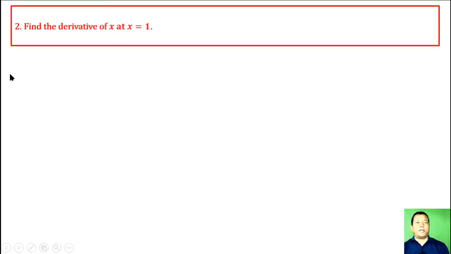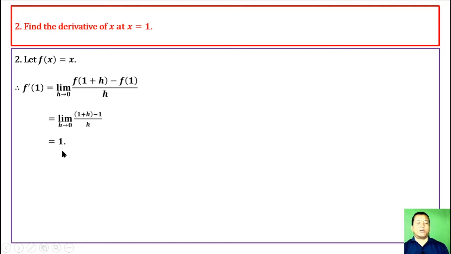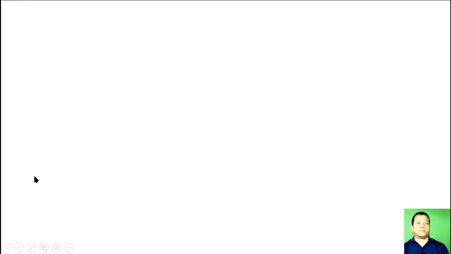Question number 2. Find the derivative of x at x equal to 1. Let f of x equal x. Therefore, f dash of 1 is the limit of f of 1 plus h minus f of 1, divided by h, as h tends to 0. The function value of f of 1 plus h is 1 plus h itself, and f of 1 is 1 itself. Cancelling 1 and 1, and dividing the remaining h by the denominator, we get 1, whose limit is also 1. Therefore, f dash of 1 is 1.